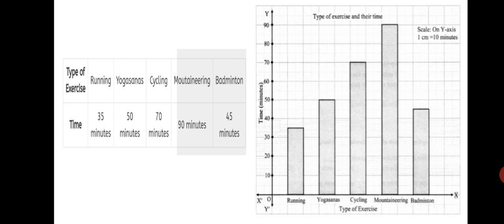Now that you know that 1 centimeter is 10 minutes, above running we have to show 35 minutes. So 30 plus 5 lines gives us 35. Yogasanas 50 minutes. So directly 50 we mark for yogasanas. Cycling 70 minutes. Mountaineering 90 minutes. Badminton 45. So between 40 and 50, 5 lines above 40 shows 45 minutes. So this way we have completed your question number 6.